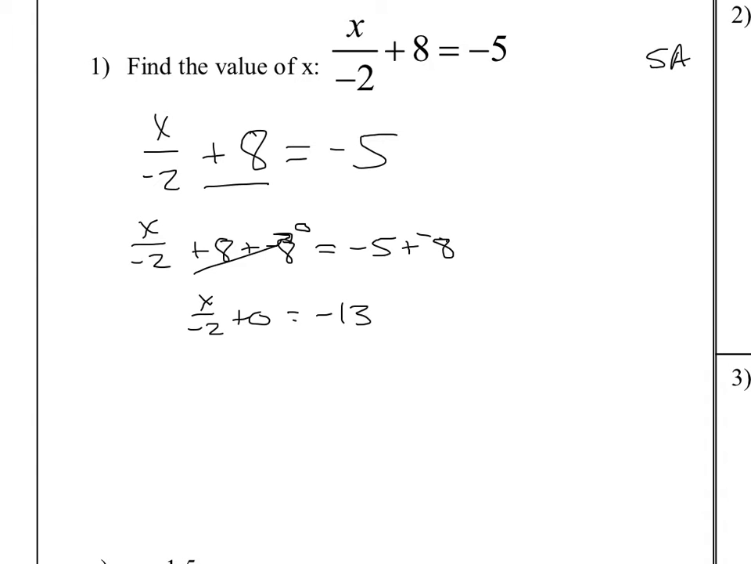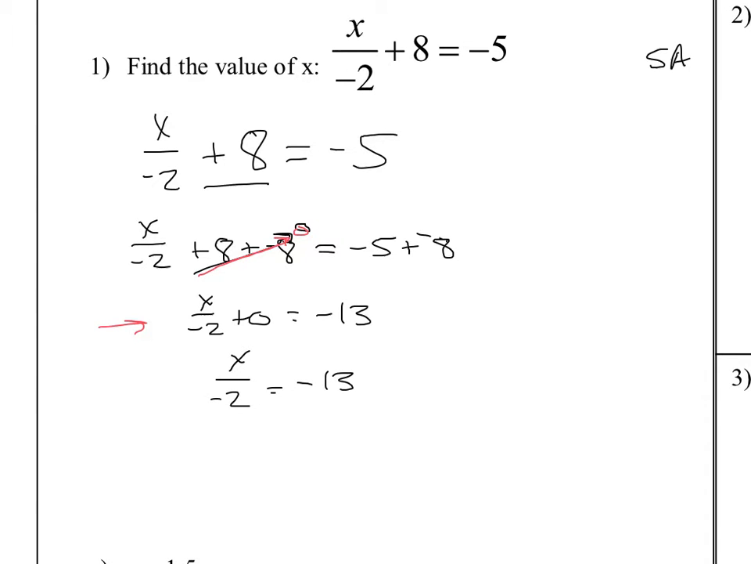So moving forward, this step may not be one that you necessarily have to show. If you show me this work up here that you know this adds up to 0, I would be willing to accept that work moving forward. So x over negative 2 is equal to negative 13.